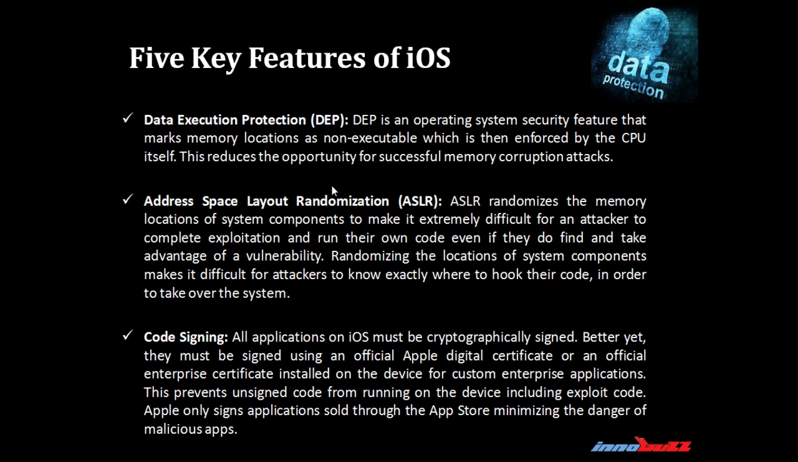In address space layout randomization or ASLR, the memory locations of system components are randomized to make it extremely difficult for an attacker to complete exploitation and run their own code, even if they do find and take advantage of a vulnerability. Randomizing the location of system components makes it difficult for attackers to know exactly where to hook their code in order to take over the system.